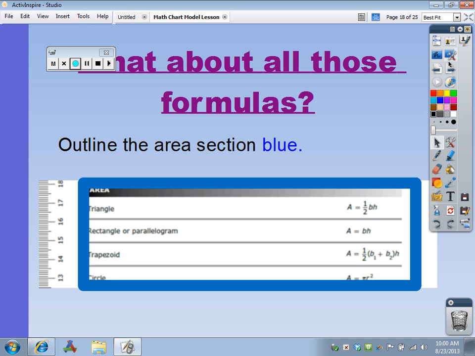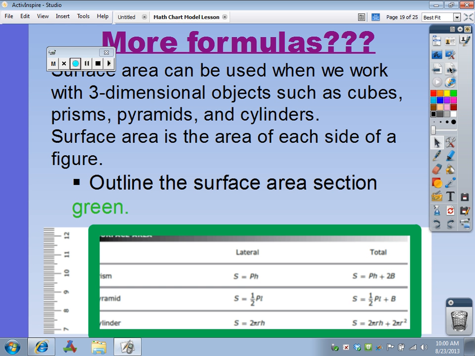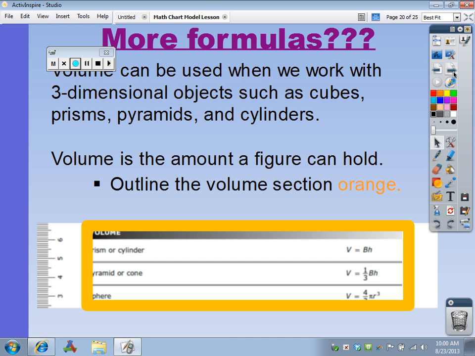Next, everyone outline the area section in blue. Eighth graders, you will find surface area formulas next. Please outline them in green. 7th graders, take a look at what you get to look forward to. Everyone has a volume section. Please outline it in orange.